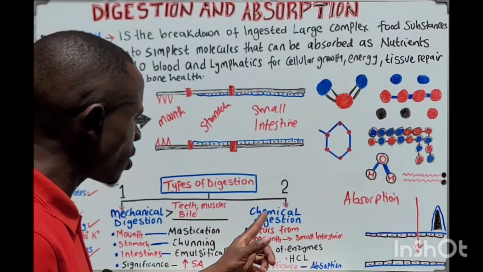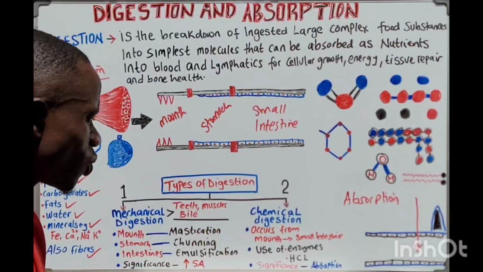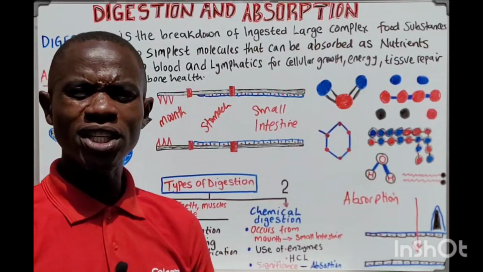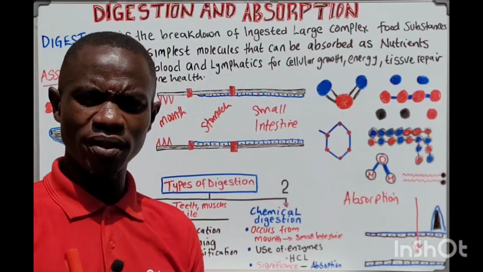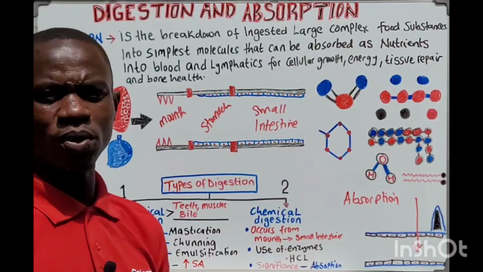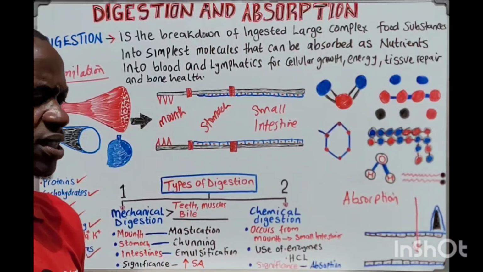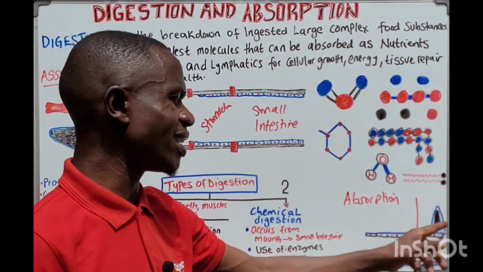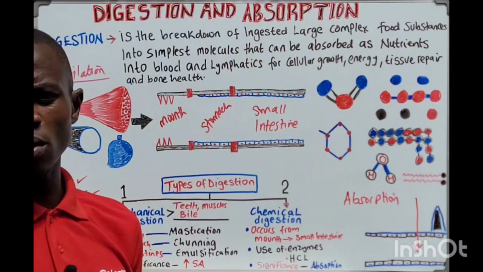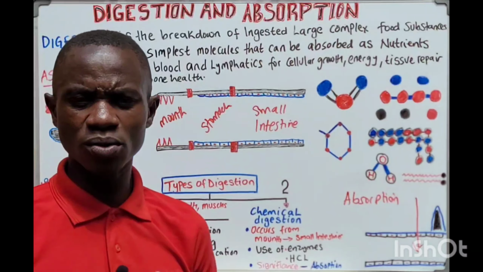And the significance of chemical digestion is to make sure that substances are put into the final, simplest molecules that can get absorbed into the bloodstream or even into the lymphatic system. Now, we have some nutrients that get absorbed into the lymphatic system, especially the fats.